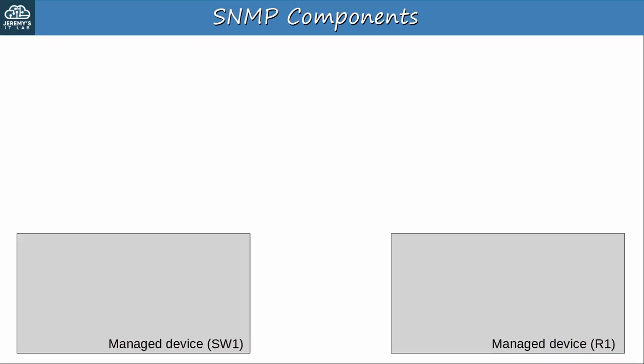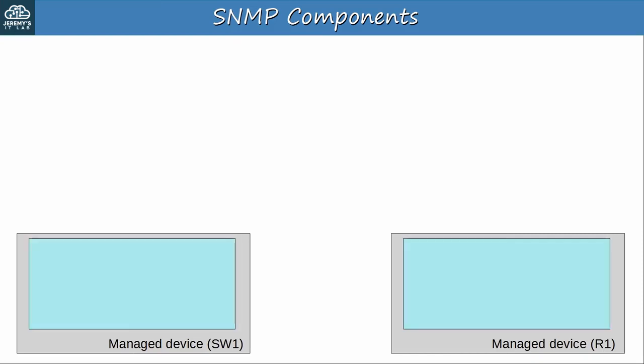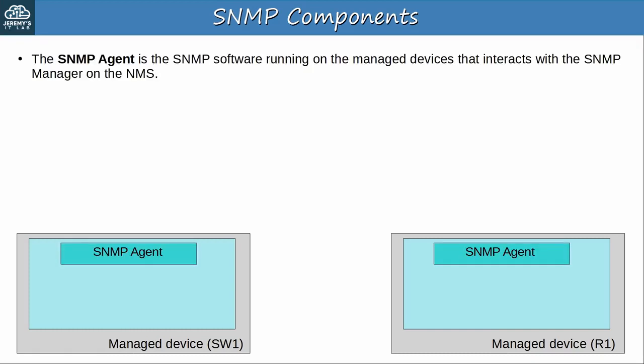Next, let's look at the managed devices, switch 1 and R1 from our example before. This blue area represents the SNMP entity on the managed devices. These devices are a router and a switch, so of course SNMP is just a part of what's running on these devices. The first component is the SNMP agent. This is the SNMP software running on the managed devices that interacts with the SNMP manager on the NMS. It sends notifications to and receives messages from the NMS.